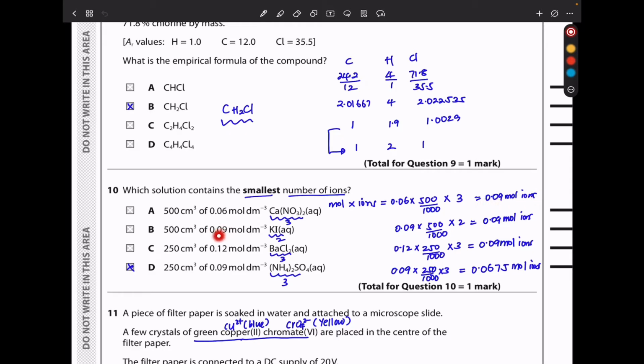And then for this, we're going to have 0.09 times 500 divided by 1000 times 2, because we have 1 potassium and 1 iodide, so times 2. It gave me that. For this one here, we have the concentration 0.12 times 250 divided by 1000, but the ions are barium 1 and 2 chlorine, so that's total 3. I got that. Then here we have 0.09 times 250 divided by 1000 times 1 sulfate and 2 ammoniums, which is going to be 3, and this gave me that. We can see the rest was 0.09, but these had less, so my answer should be D.